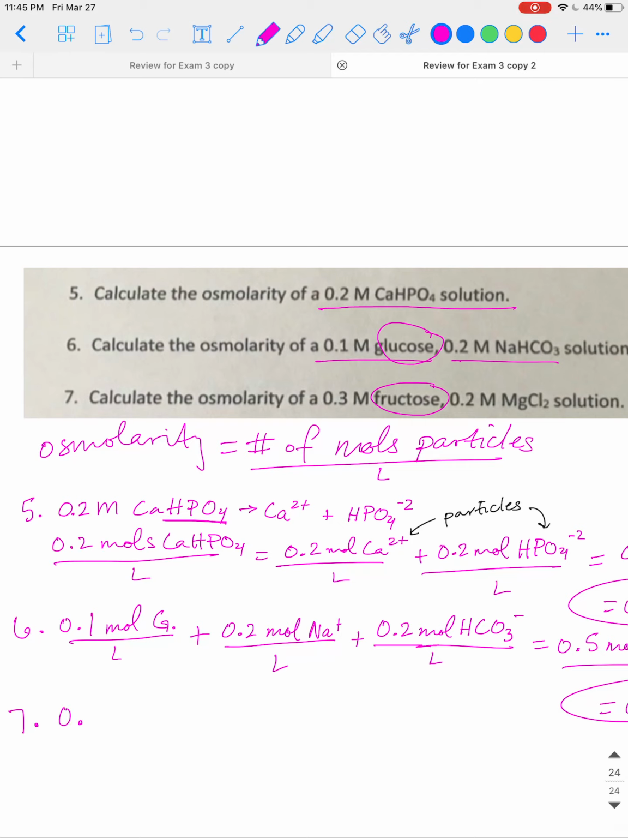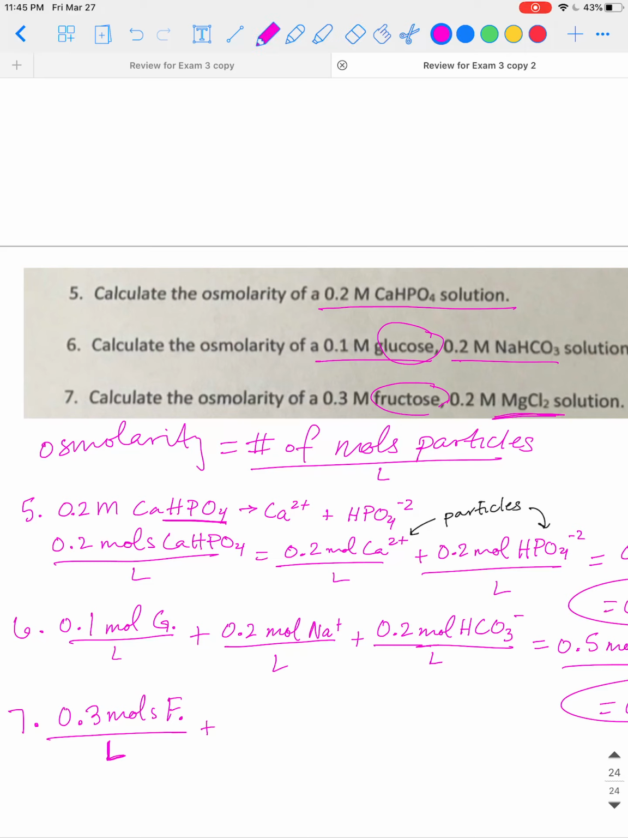we have 0.3 molar fructose. Down here, I'm going to write 0.3 moles of capital F fructose per liter. And fructose will not dissolve into ions. So it is the particle. Plus I have 0.2 molar magnesium chloride. So in that case, this is an ionic compound. It will dissolve.